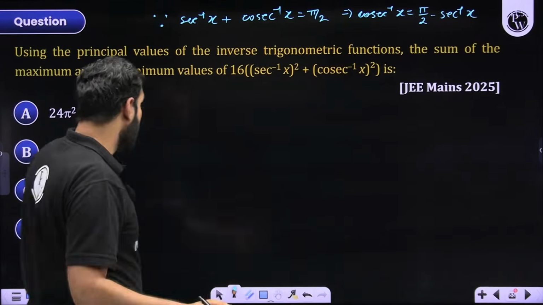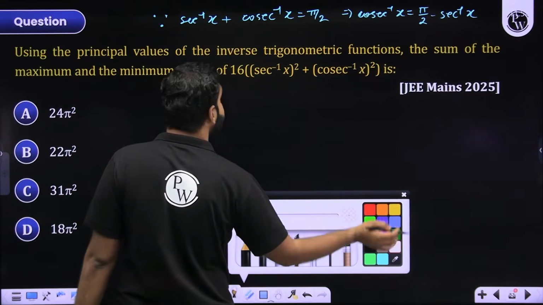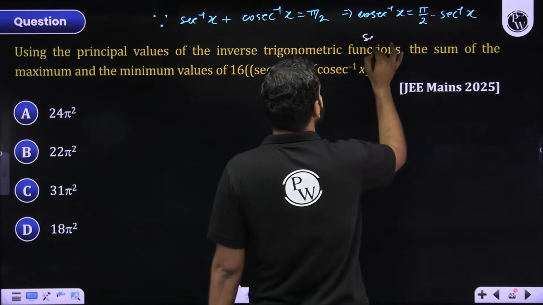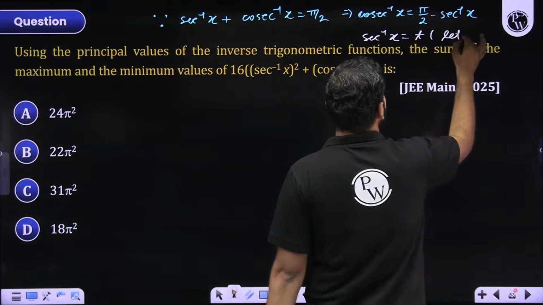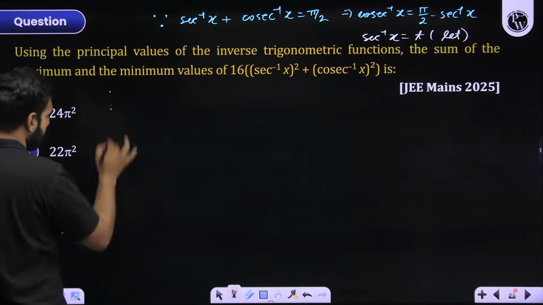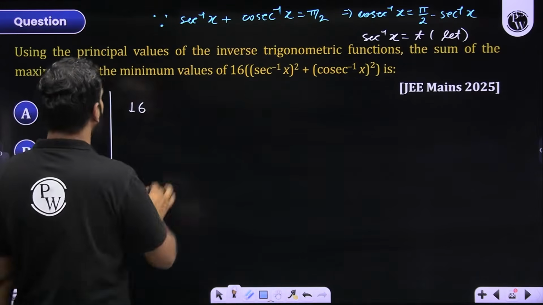Now, I am making one more assumption: let's say sec inverse x is t for a while. So I'm replacing sec inverse x by t. That is also what I'm assuming. I hope you don't get confused by that. So now the question looks like 16 times, I think it is whole of. Yes, it is whole of.